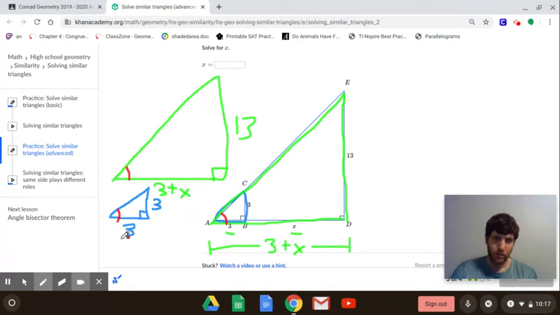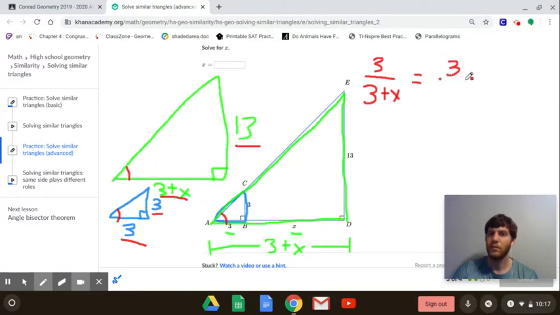Okay, so 3 matches up with 3 plus x. So this is going to be 3 over 3 plus x equals. This 3 is going to match up with 13. So 3 over 13. And since this is 3 and 3, you know these are going to be 13 and 13, so you really could just say 3 plus x equals 13. Subtract 3, and we know x is going to be 10. But let's just do this out in case we didn't see that.